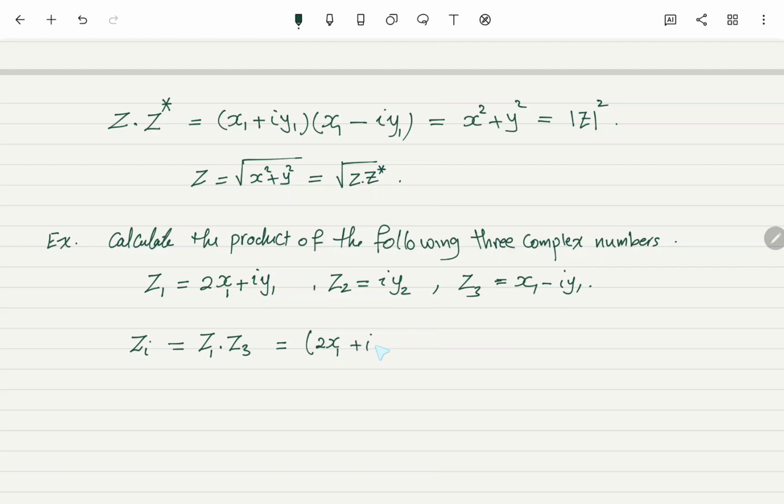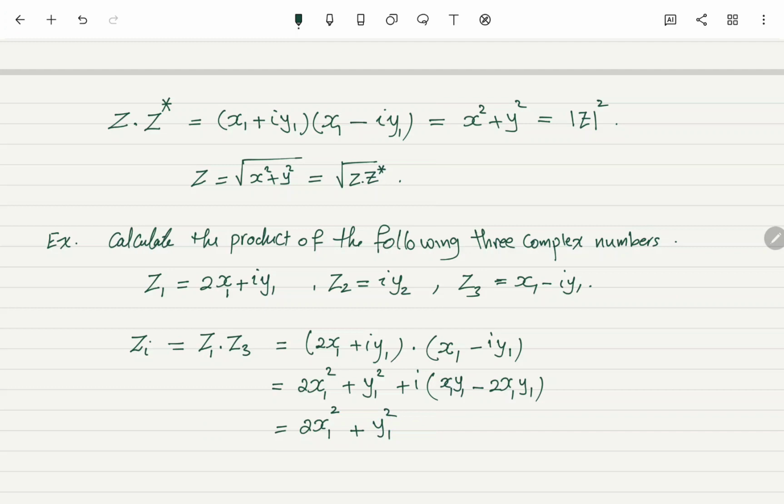So in this case it's equal to 2x1 plus iy1 times x1 minus iy1, and the result is 2x1 squared plus y1 squared plus i times (x1 y1 minus 2x1 y1), or it's equal to 2x1 squared plus y1 squared plus i x1 y1.